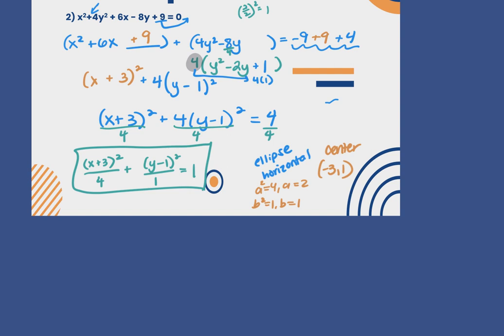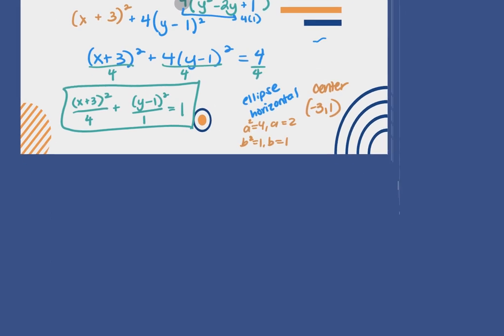So now let's say we wanted to graph this ellipse. I would have a center at negative 3, 1. It's horizontal, so I go right and left the A, which is 2. And up and down the B, which is 1. And then I draw my oval. I didn't ask for it, but if it did say what's the foci, we'd have to find C. And remember, with an ellipse, C squared equals A squared minus B squared. I'd figure out what C is, and I'd add and subtract it from the x coordinate of my center.